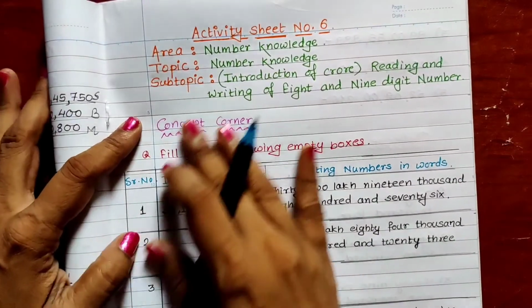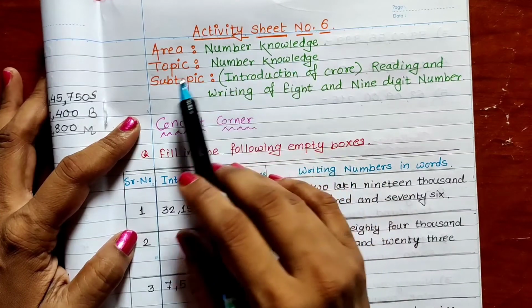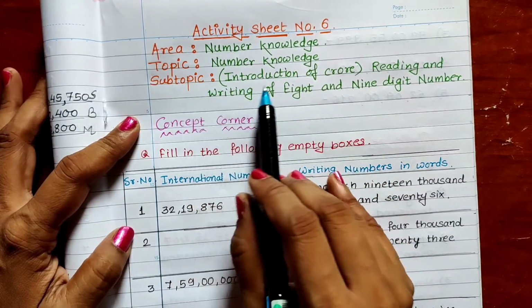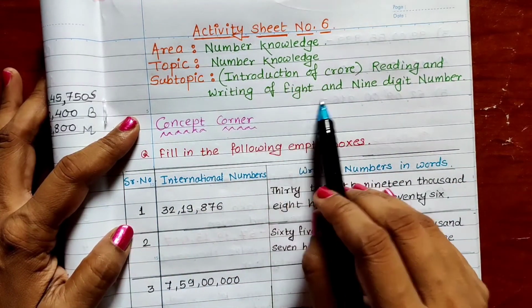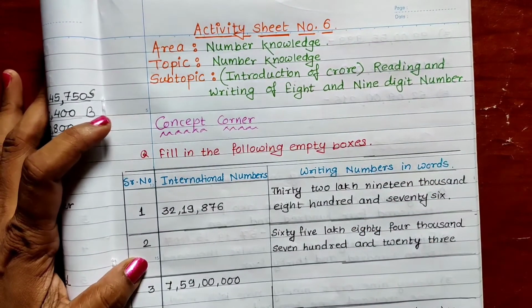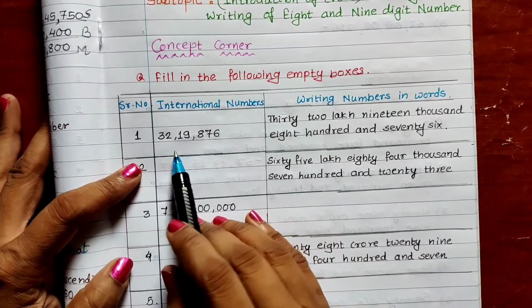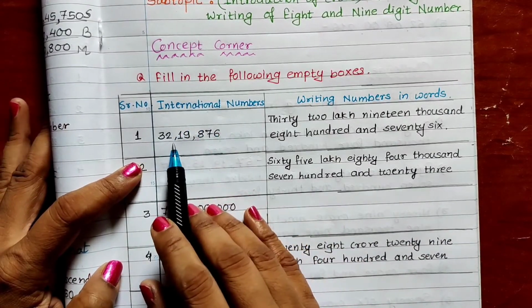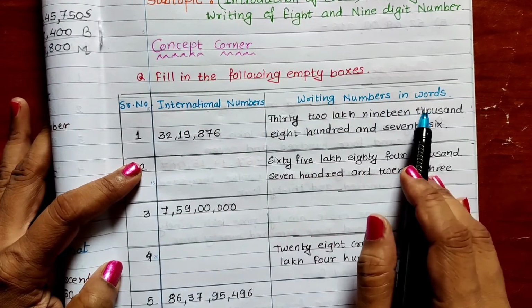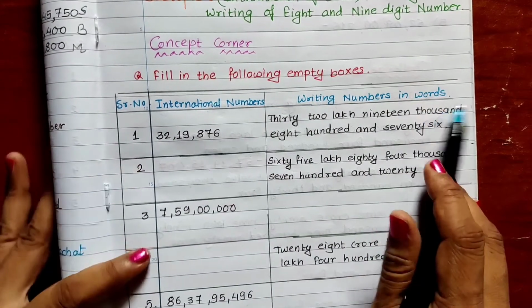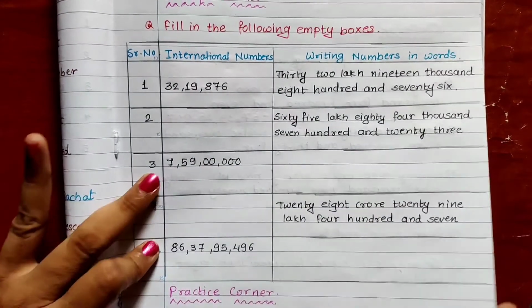So this is activity sheet number 6, area number knowledge, topic number knowledge, subtopic introduction of crore, reading and writing of 8 and 9 digit numbers. So in concept corner, we have to fill in the following empty boxes. The first question is solved for us. The international number is given and its number name in words. How it is written, let us see.